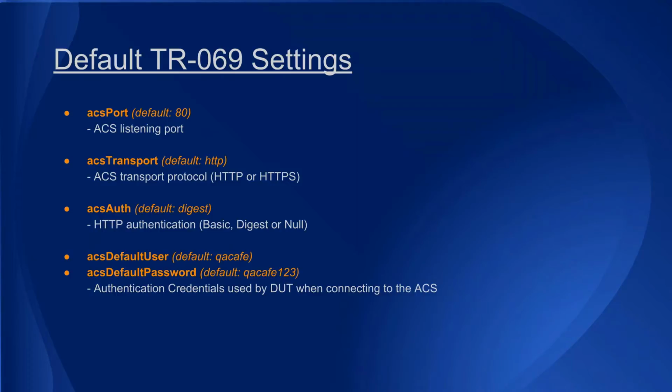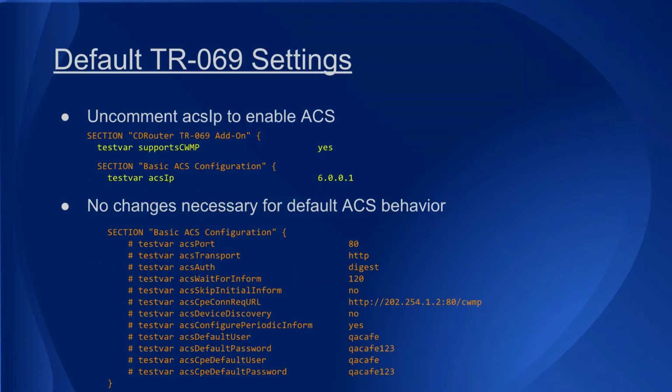And as I mentioned, the ACS default user and default password are the username and password that CDRouter will authenticate your device with. There are two other test vars at the bottom, the ACS CPE default user and CPE default password. That's the username and password that your device will use to authenticate the ACS when the ACS makes a connection request to the device. So that's in the other direction. Anytime the ACS needs to initiate a connection request, it will contact the device at the connection request URL using these two pieces of information to authenticate itself.